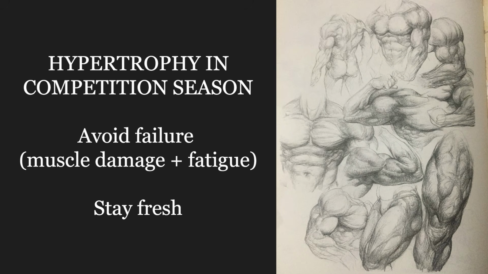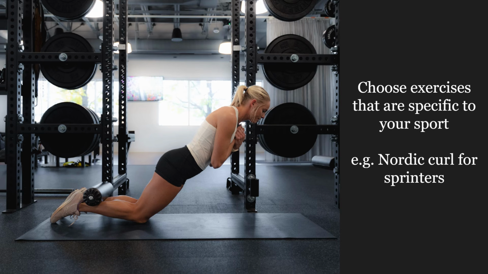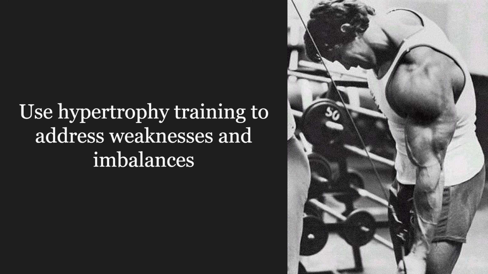So when you're in season, you want to be staying as fresh as possible, not exhausting yourself all the time. But when you're in the off season, you can get away with going to failure a lot more in your hypertrophy work, and that will be really good for building new muscle tissue. So you should choose specific exercises that are appropriate for your sport. For example, the Nordic curl is really good for reducing hamstring injury risk for sprinters, and you should also be addressing any weak points that you have that might be affecting your performance or increasing your injury risk.